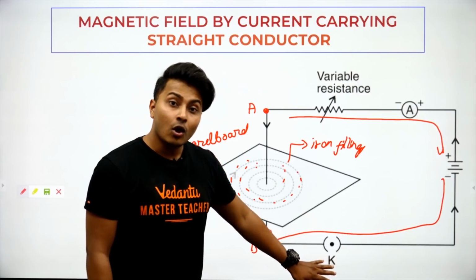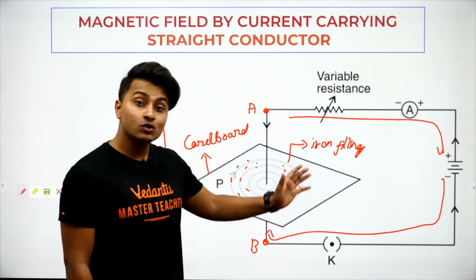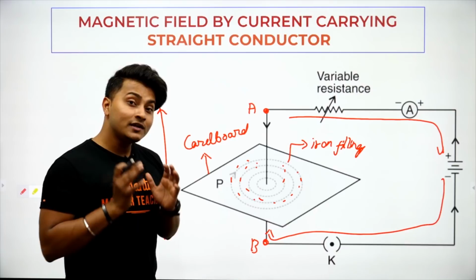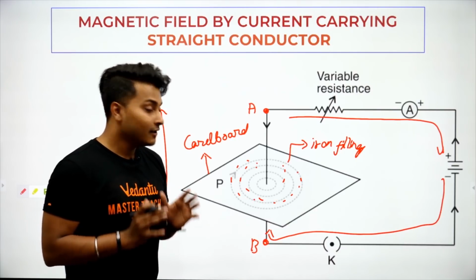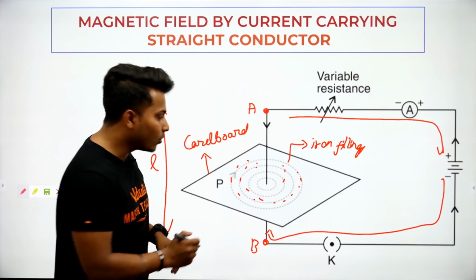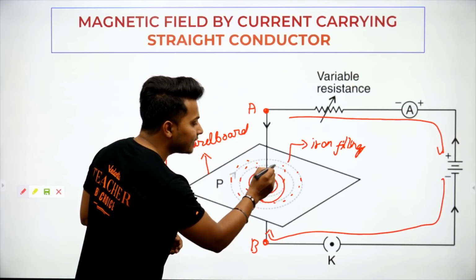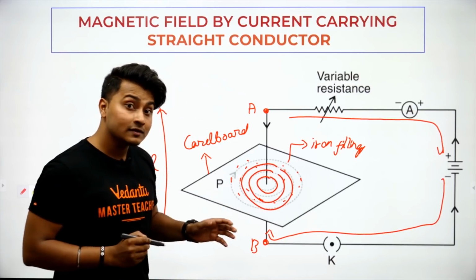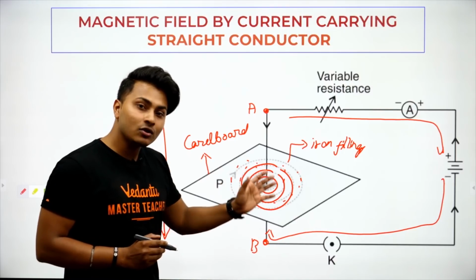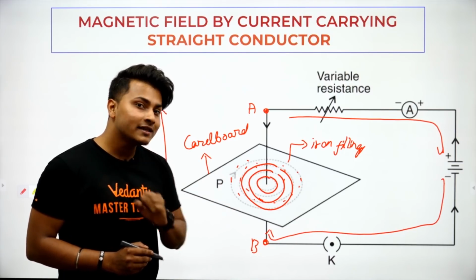As soon as we turn on the circuit and the battery, the current starts flowing. As soon as the current starts flowing, we see a visual treat. What is that? We see that all the iron filings on that cardboard start arranging themselves as concentric circles. And all those concentric circles have just one center. What is that center?